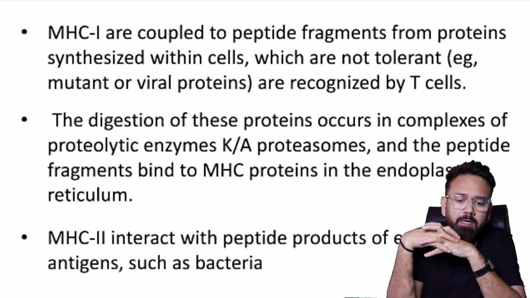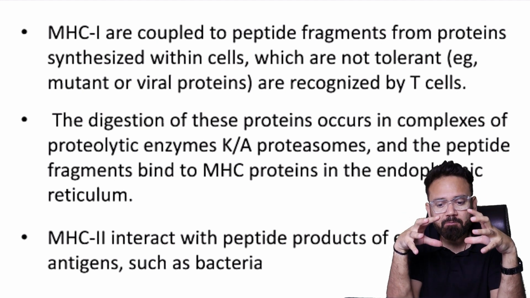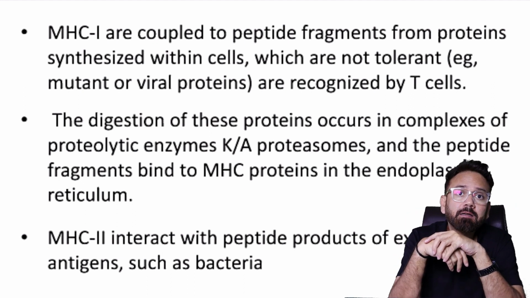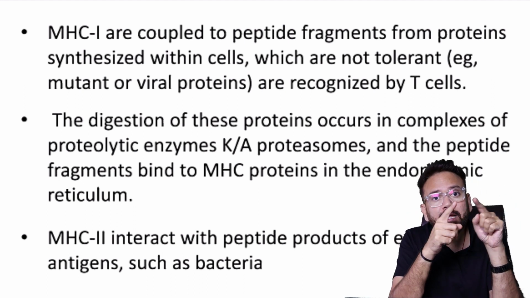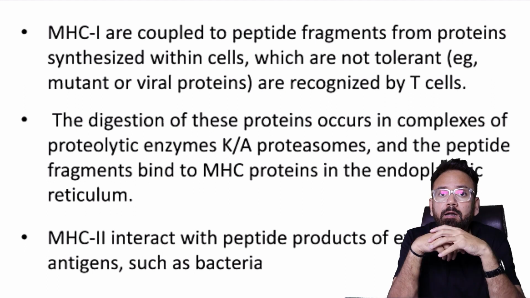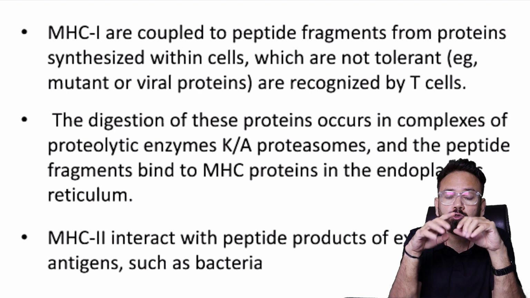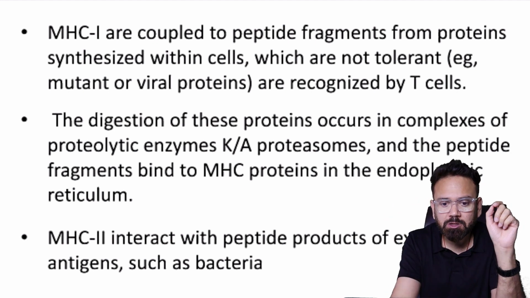Now MHC2 interacts with the peptide product of the extracellular antigen such as bacteria. So class 1 is for the body's own proteins, but they are mutant. Class 2 are for the bacteria because they are antigens to the body. So for that we need class 2. So you must be very much clear about class 1 and class 2.